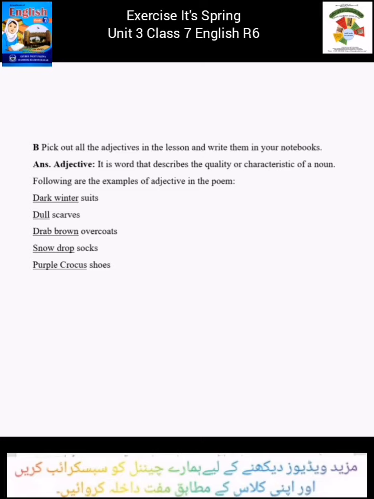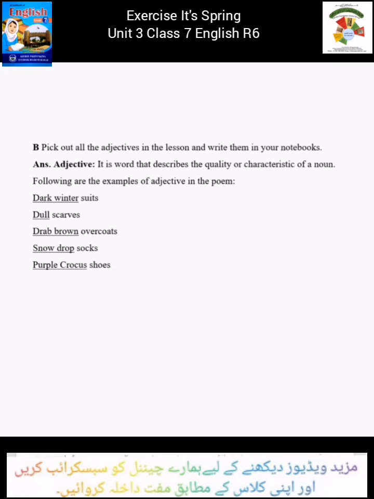The next question is, pick out all the adjectives in the lesson and write them in your notebooks. Basically, first we will describe what an adjective is. An adjective is a word that describes the quality or characteristic of a noun. A noun is a thing, place, or name of something. So when that noun is being given a quality or a characteristic, we name that characteristic or quality an adjective. For example, one of the examples used in this poem is dark winter suits.